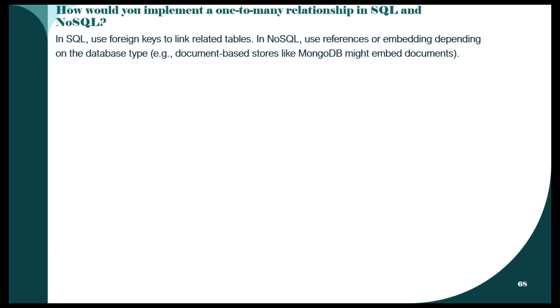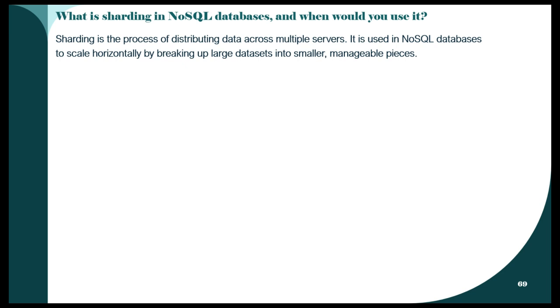But in NoSQL, you use certain references, or you have some embeddable dependencies you can define on the database type, like a JSON. Under that, you will have certain JSONs, right? That's how it is defined.